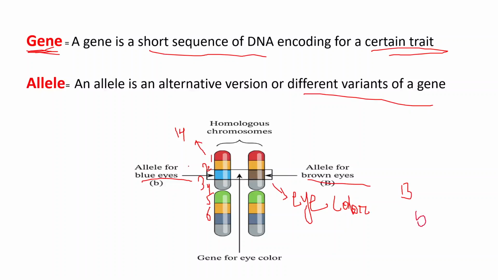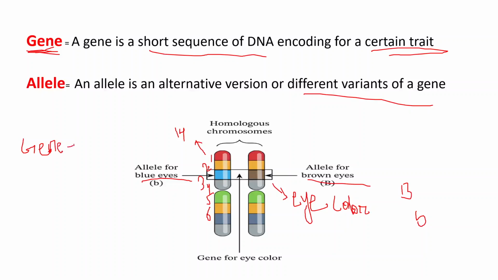So this is the two alternative forms of the eye color. It is called the allele, or you can say it is the alternative form of the gene, any kind of gene. So you got it, like gene is some kind of trait. It can be your height, it can be your eye color, it can be your skin color.